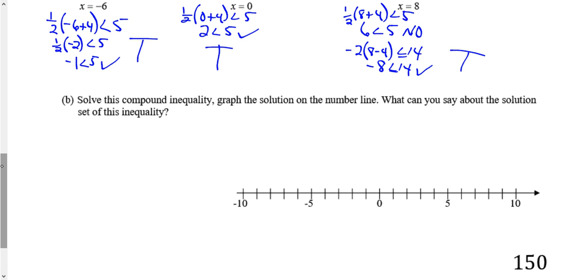And I kind of mentioned this yesterday, but let's solve it. So again, we just solve both sides, right? So what was it? It was 1/2 times x plus 4 is less than 5, or -2 times x minus 4 is less than or equal to 14.